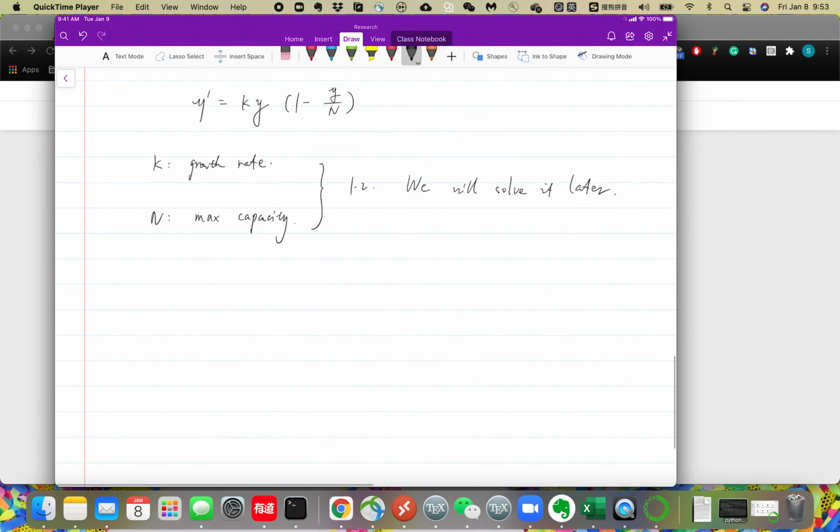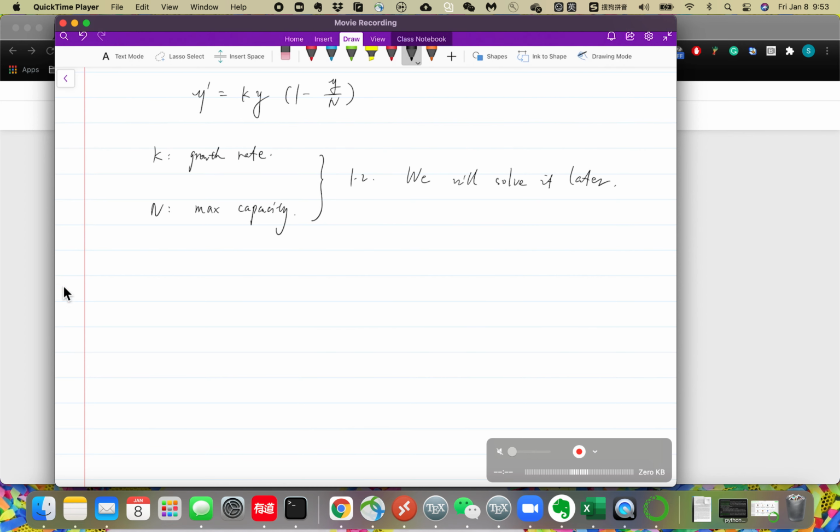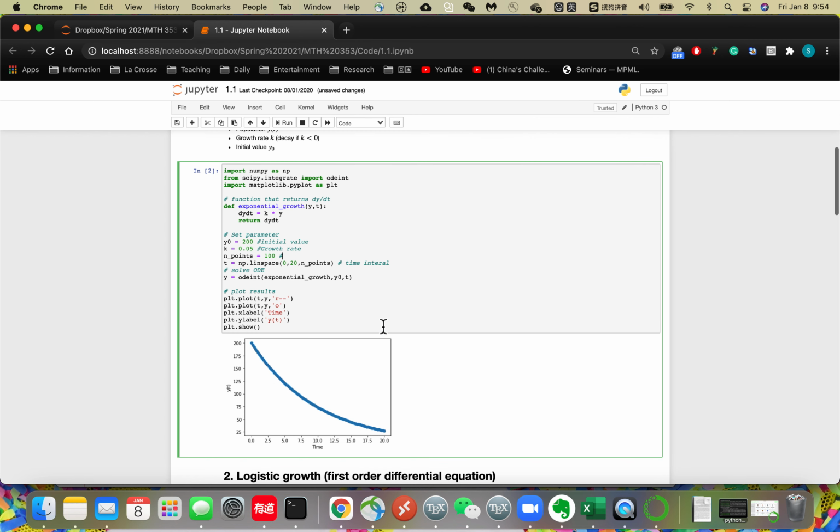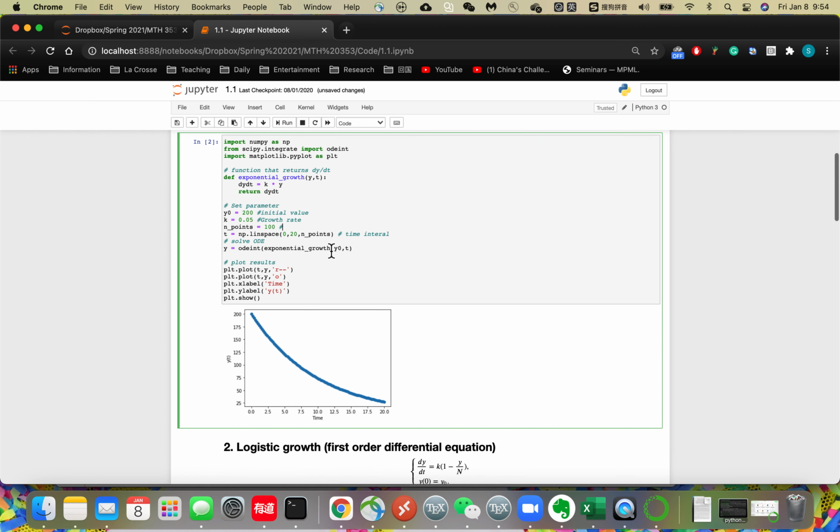But now to let you see the example, let's use computer programming. Let's take the first one for exponential growth. y prime equals ky with the initial condition. We start with 200 people. We grow with 0.05. And then we just grow it for how long? For 100 points, from 0 to 20.